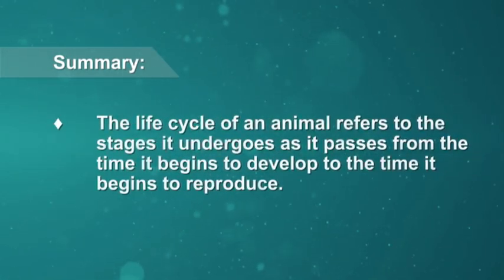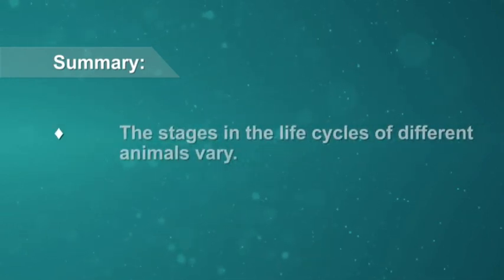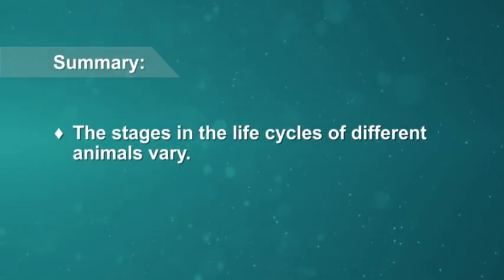The life cycle of an animal refers to the stages it undergoes as it passes from the time it begins to develop to the time it begins to reproduce. The stages in the life cycles of different animals vary.